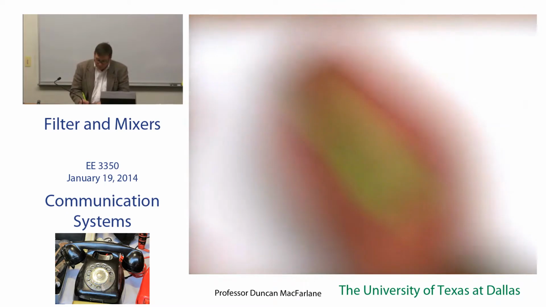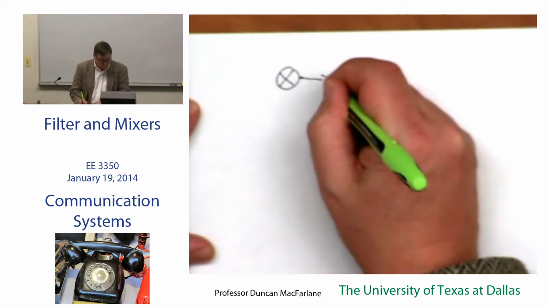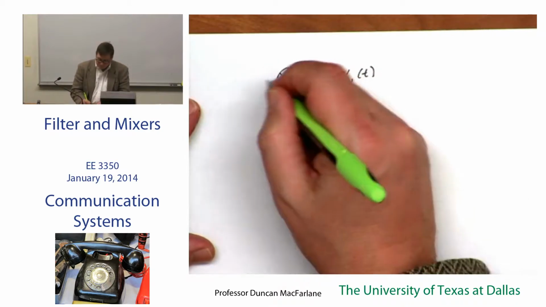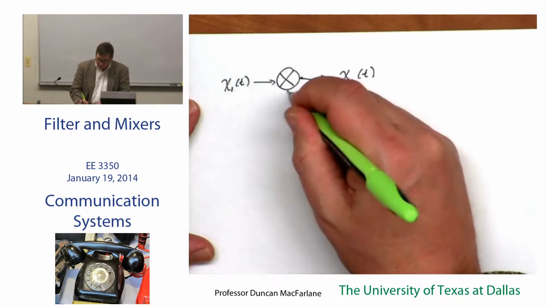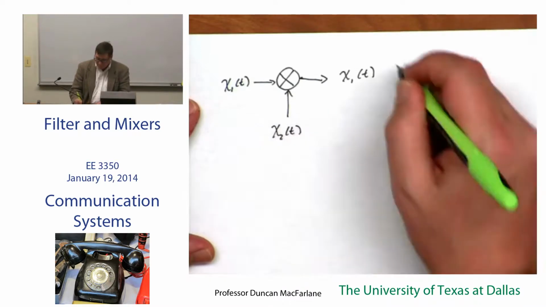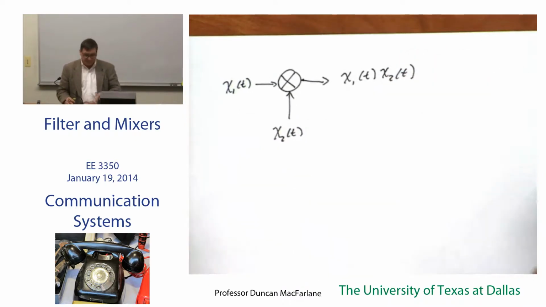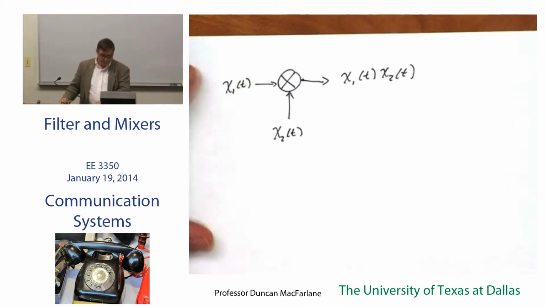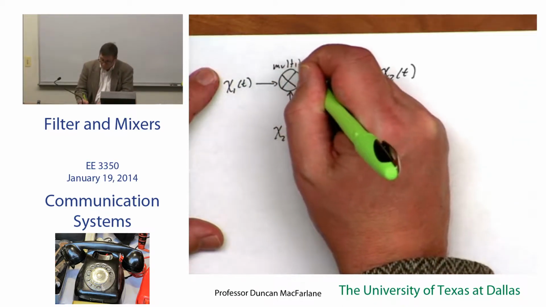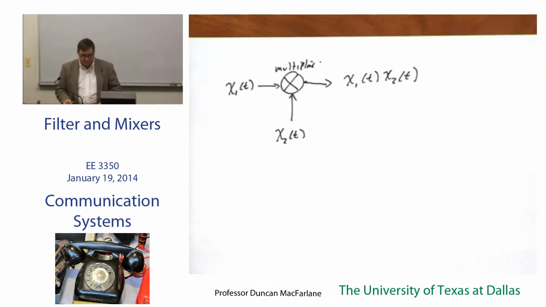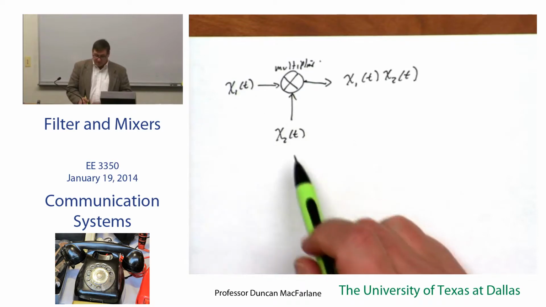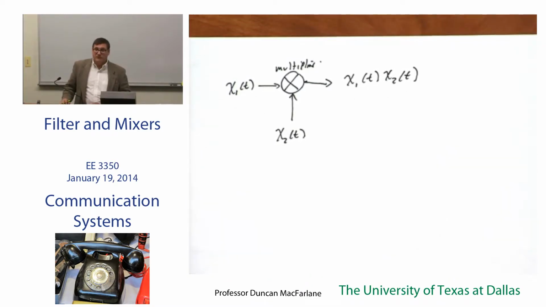So what I want to do is look at two signals coming together into a multiplier, into a modulator. And naively, if that little circle tells me to multiply those signals together, then I have an x1 and an x2, and I have x1 multiplied by x2.